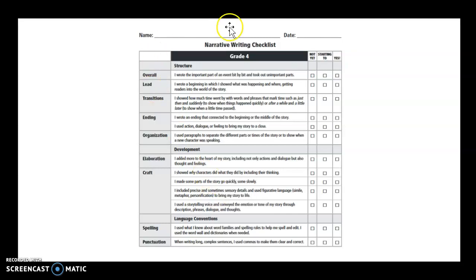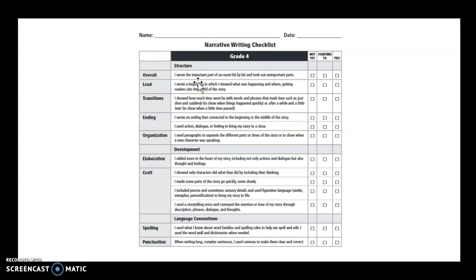So when we look at this checklist here, it's broken into three different parts: the structure of it, how it's written, the development of it, which is how your plot comes to life, and then the language and conventions. Today, we're just going to focus on this structure and this development, and later on this week, we're going to talk more about the language and conventions. These two obviously have the most in them, and so we're going to take a look at them bit by bit. When we're looking at the structure, these are the points that we've really taken a look at already.